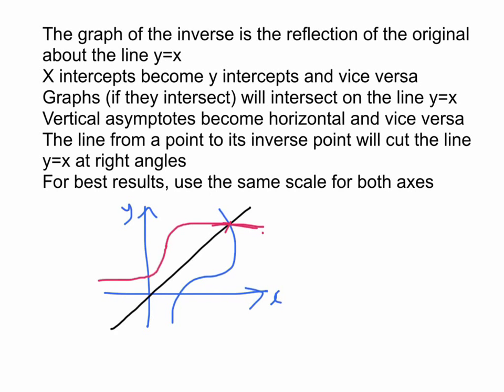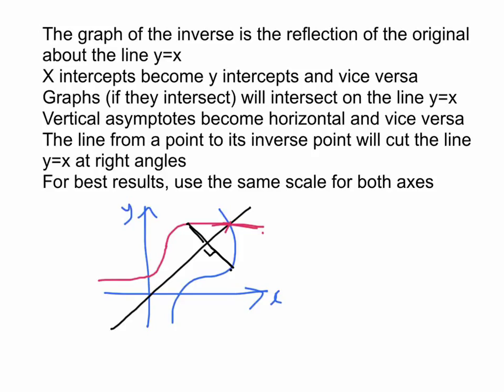Okay, other things. The x-intercepts become y-intercepts. So here we had an x-intercept and it's become a y-intercept, and vice versa. Graphs, if they intersect, will intersect on this line here, so that's where they cross over. Vertical asymptotes, we don't have any here, but if I had a vertical asymptote this way, then the inverse would have a horizontal asymptote, and vice versa. And the line from a point to its inverse will cut the line y equals x at right angles. So if I was to join this point with this point, and they are inverse points, then that would be a straight line, and it would cross at 90 degrees.